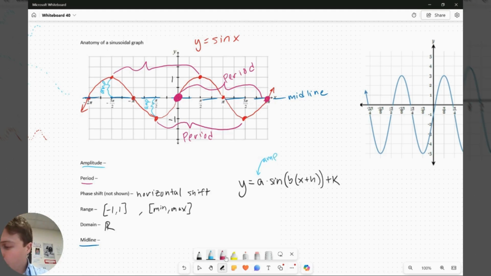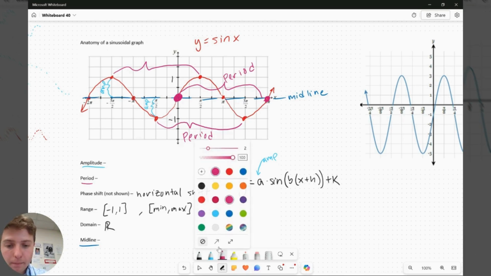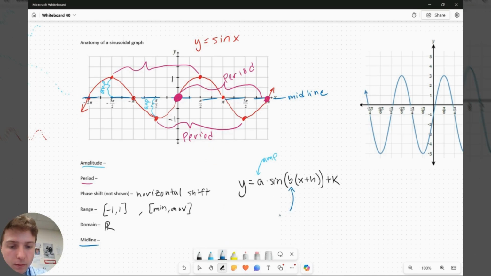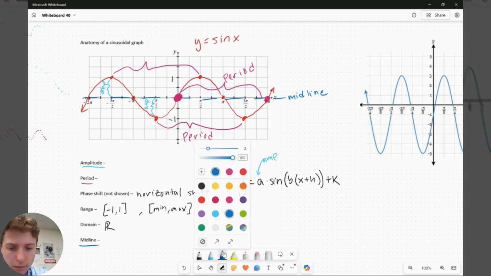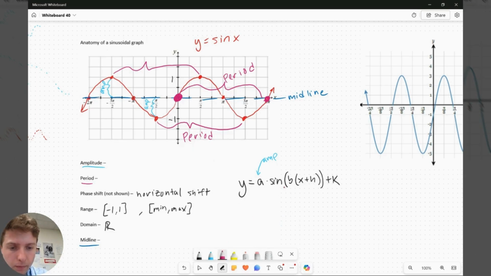Your B value is simply found by taking 2 pi and dividing it by the period. I'm going to do that in dark blue there because it is related to the period. That was not dark blue. Period was a different color, my fault. Okay, B equals 2 pi over P. I'm going to say P is the period.